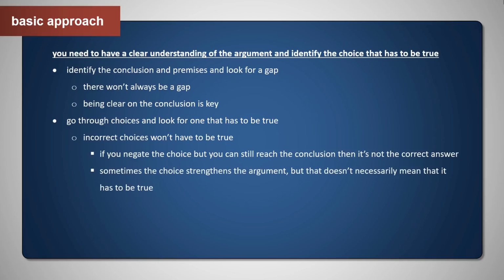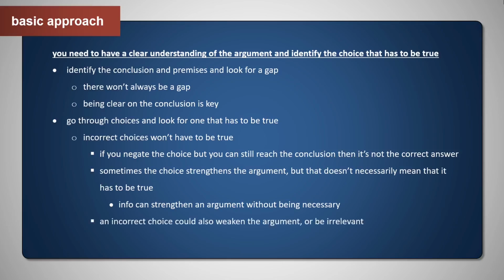And sometimes the choice actually strengthens the argument, but that doesn't necessarily mean that it has to be true. That's something to keep in mind. Just because something strengthens an argument does not necessarily mean that it has to be true, because information can strengthen an argument without being necessary for the argument. It could simply give you additional reason to accept the conclusion. And an incorrect choice could also weaken the argument or be irrelevant, so you want to be on the lookout for that. Most of the time it's going to be irrelevant, and it's going to seem like it has to be true, although it won't. And the tricky ones will actually strengthen the argument. So just be careful. Something that strengthens is not necessarily a necessary assumption.